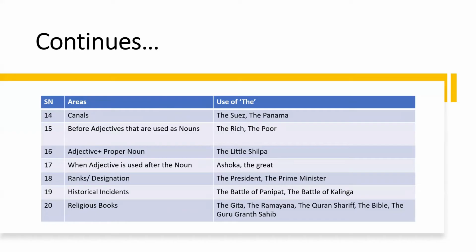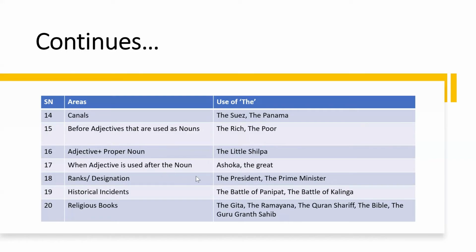Before all the canals, like the Suez, the Panama. Before adjectives that are used as nouns, rich is an adjective, poor is an adjective. So before that also, we are making use of the definite article the, because they are used as nouns. The rich, the poor. You have heard the rich become richer and the poor become poorer.